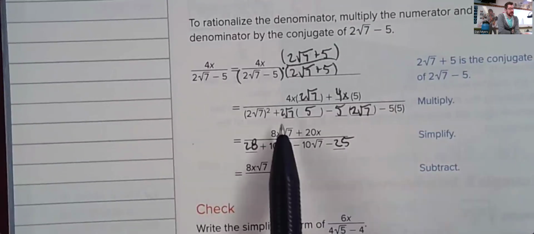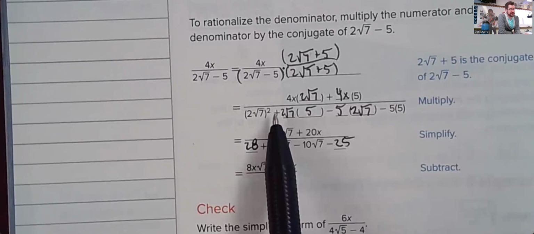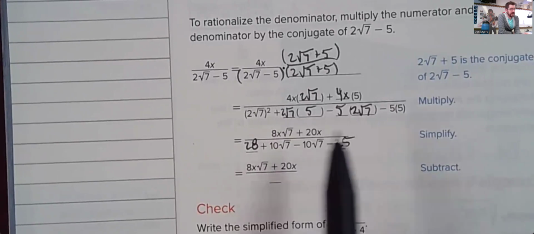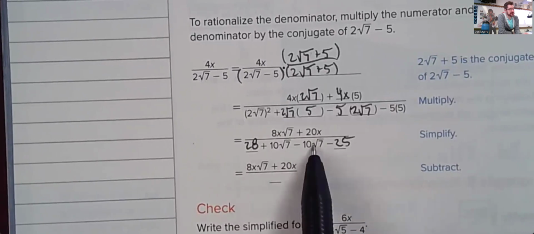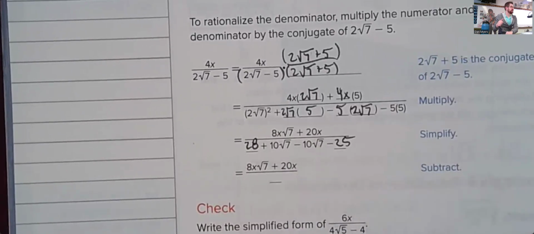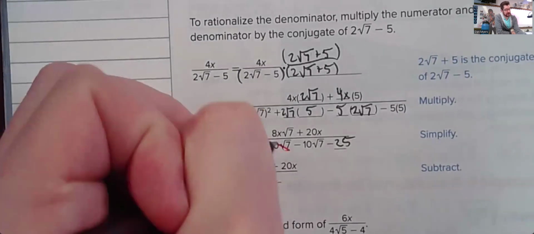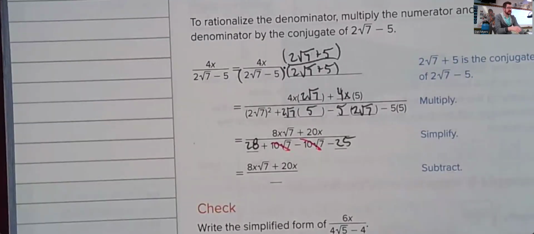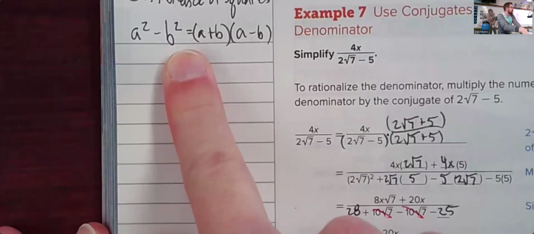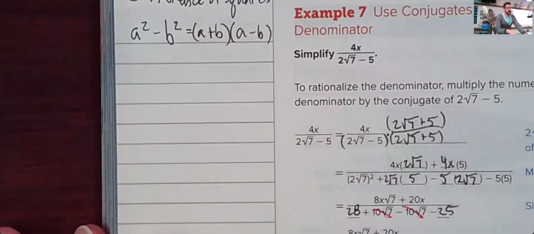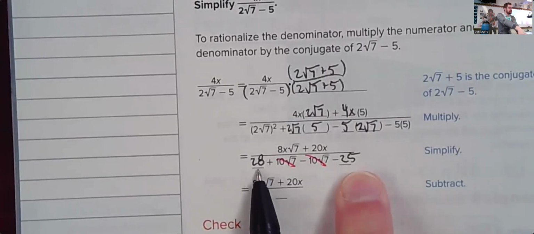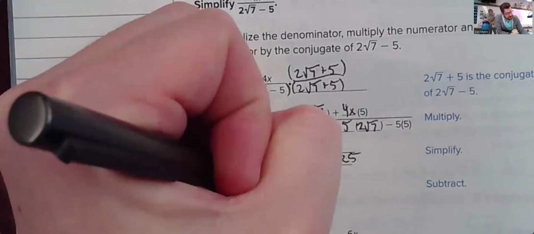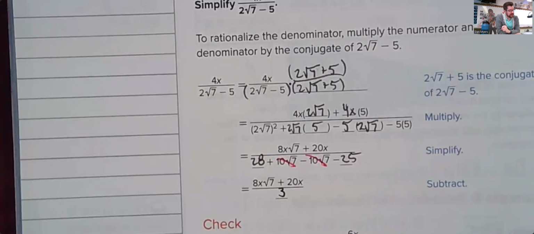Now, what happens? In the middle here, by the way, 2 root 7 times 5. 2 times 5 is 10, 10 root 7. Negative 5 times 2 root 7. Negative 5 times 2 is negative 10 root 7. What happens to those two terms? They cancel out. Those are like radicals. 10 minus 10 is 0. Those cancel out, which is exactly what happens when you have a difference of squares. And so you end up with a squared, 28, minus b squared, 25. What's 28 minus 25? 3. That's the answer.